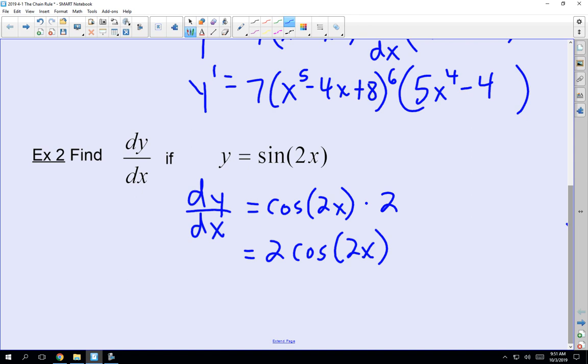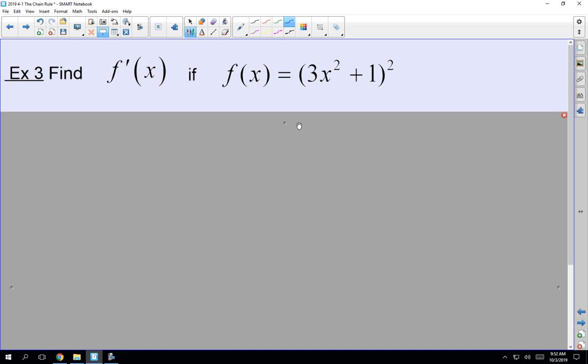So now I just opened up a whole new world of functions that we can take the derivative of. All those ones that we looked at with the product rule and quotient rule that were squared, we could handle these that way as well, rather than squaring it and then using the power rule on each part. Alright, so we've got f prime of x. We're going to find f prime of x if f of x equals (3x squared plus 1) squared.